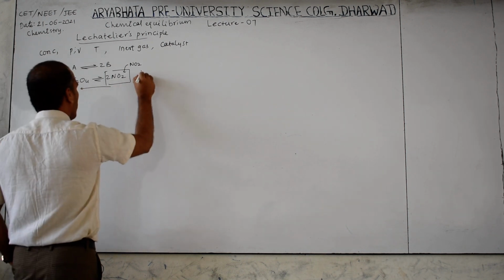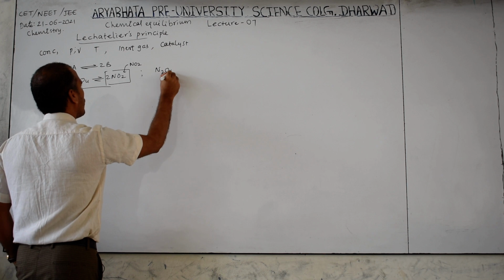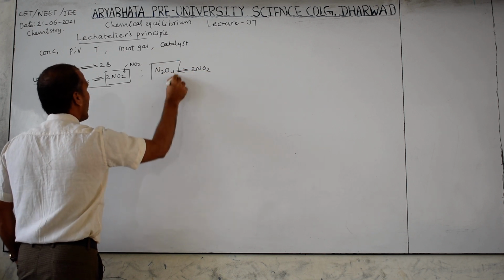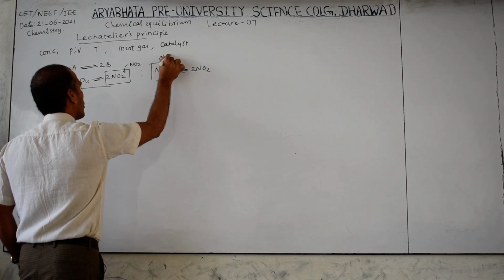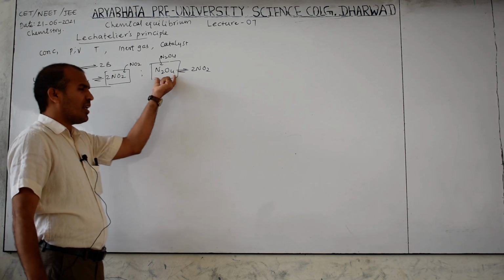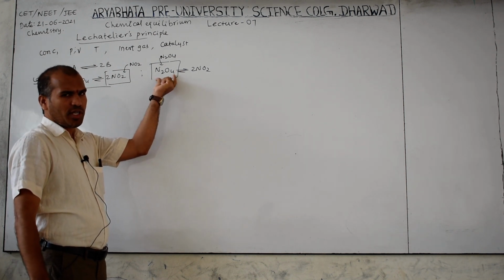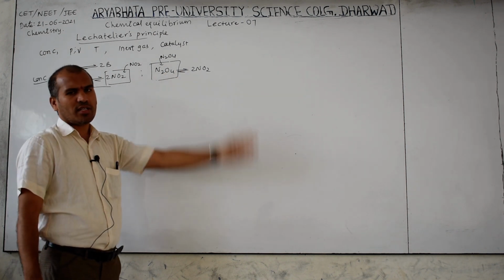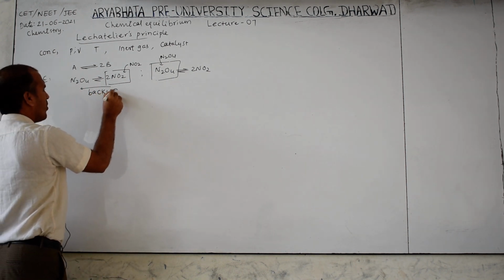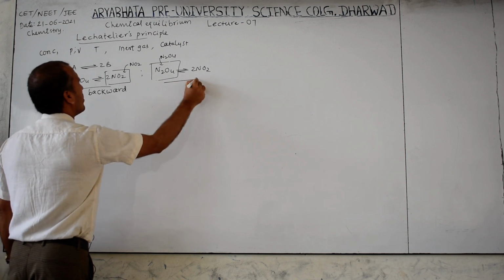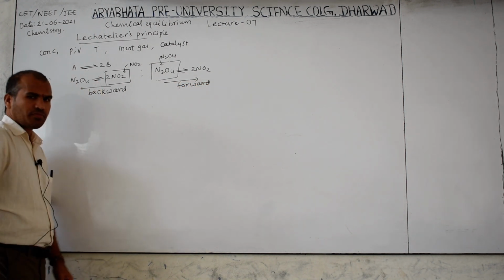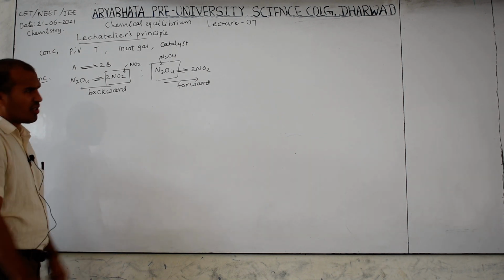Okay, another one: N2O4 gives rise to 2NO2. If you add N2O4, then the concentration of N2O4 increases, so the reaction shifts toward which direction? Forward direction. This is backward, this is forward direction.